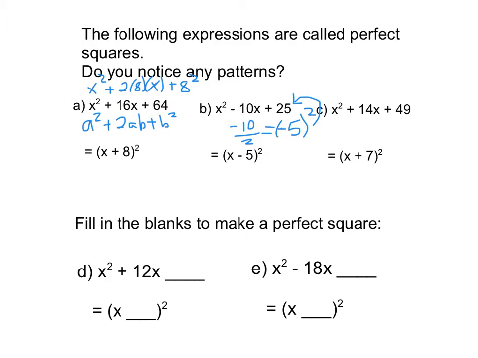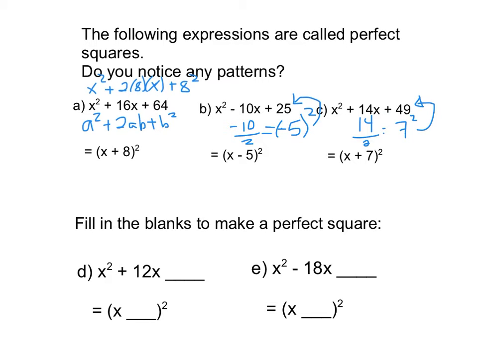Okay, again, 14 divided by 2 is 7. And 7 squared is 49. So (x plus 7) squared is the factored version of the perfect square trinomial. So let's try a couple on our own, and I'll take them up with you.